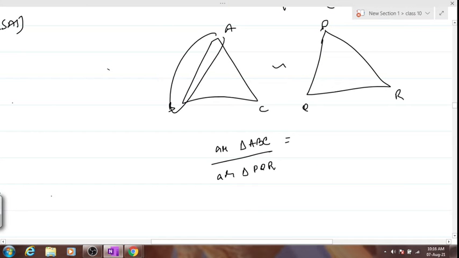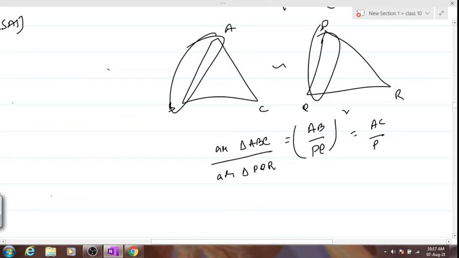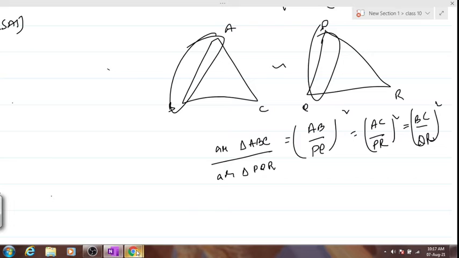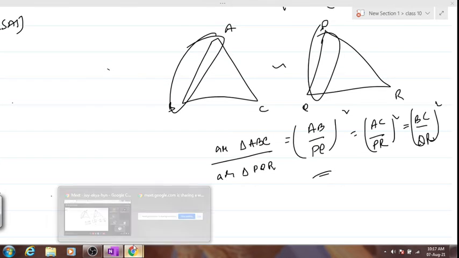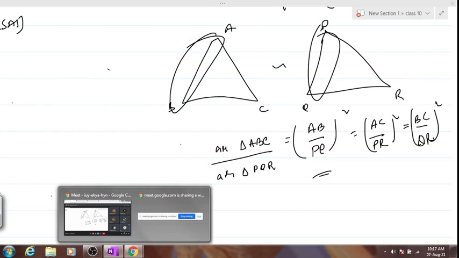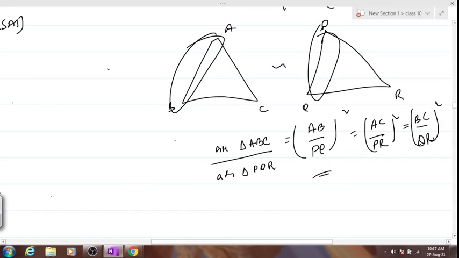It will be the squares of the corresponding sides, right? It will be either AB by PQ whole square, or AC by PR whole square, or BC by QR whole square. Are there any doubts? Same thing that we are going to apply today. Shall we start off with the exercise?